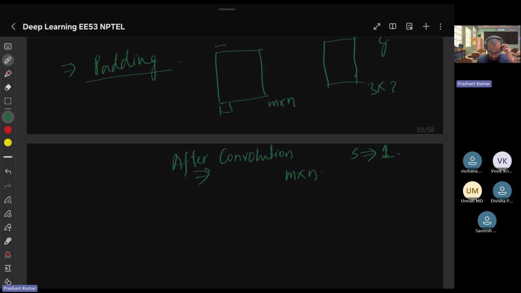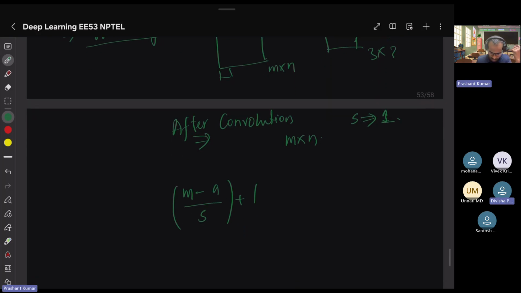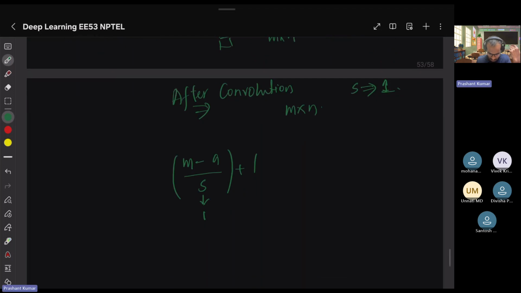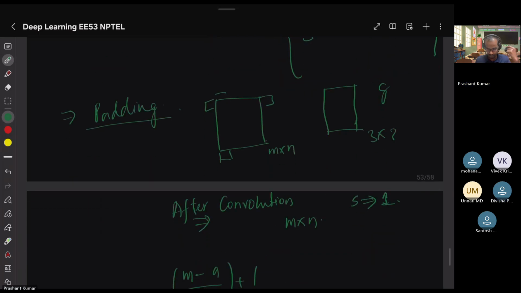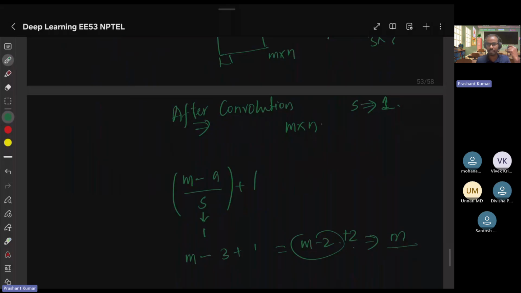Can you tell? The formula is m minus a, divided by s, plus 1, and this should be equal to m. Let's say stride is 1, and the dimension becomes m minus 3 plus 1, that is m minus 2. But I want the overall dimension to remain m, so I have to add 2 as well, right? The padding should be 2, which means one at the left and one at the right.